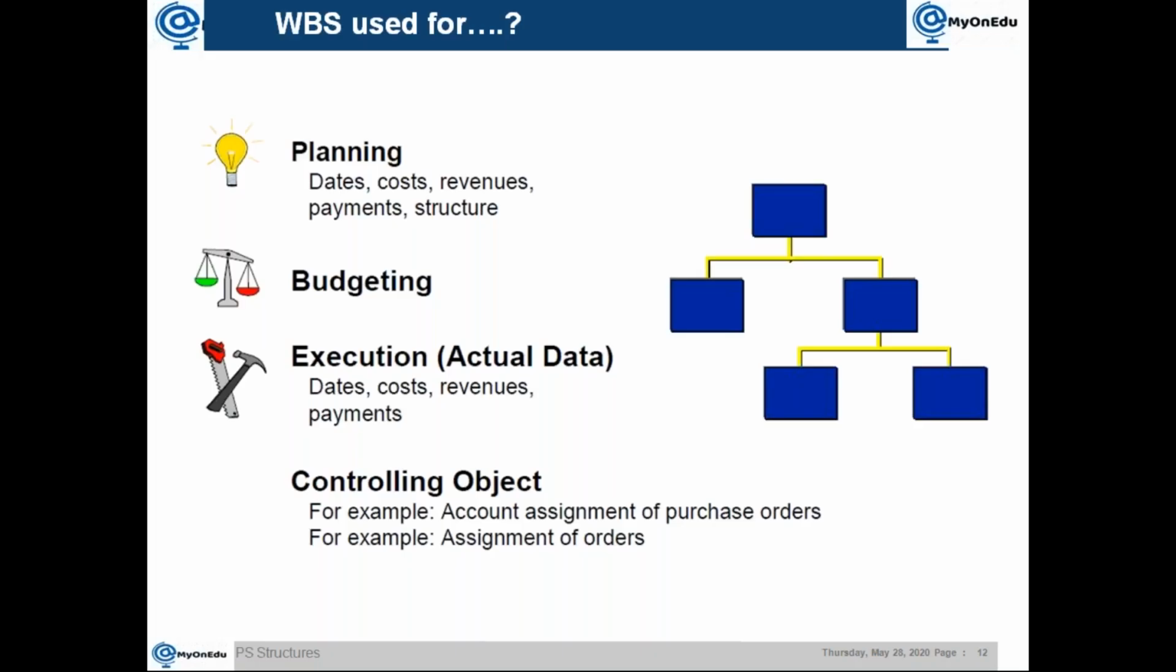Then it is also a controlling object. Controlling object means CO object. So you can use it for account assignment of a purchase order. You can use it for account assignment of an order. Order means a plant maintenance order or production order. So this is all possible from the WBS. So these are the uses of WBS.